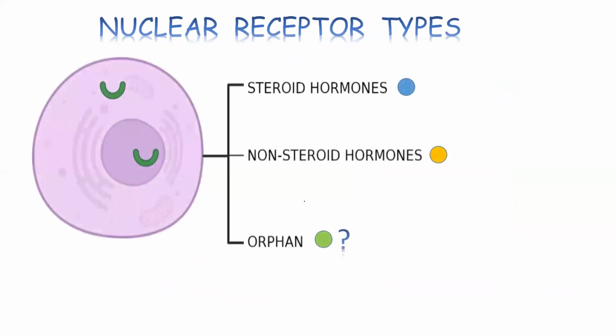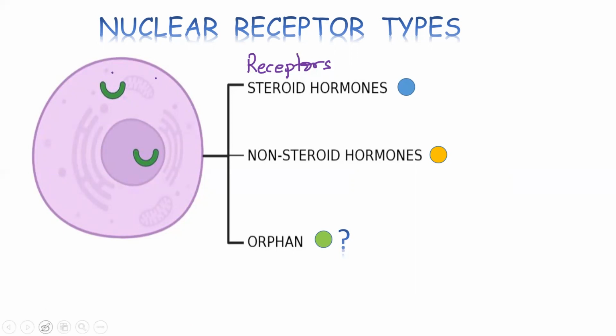Intracellular receptors are basically of three types. They could be receptors for steroid hormones, receptors for non-steroid hormones, or orphan receptors. So depending on the ligand, the receptor type might change. With the term steroid, we all know that steroid hormones are generally derived from cholesterol or fat, so definitely they can be internalized.